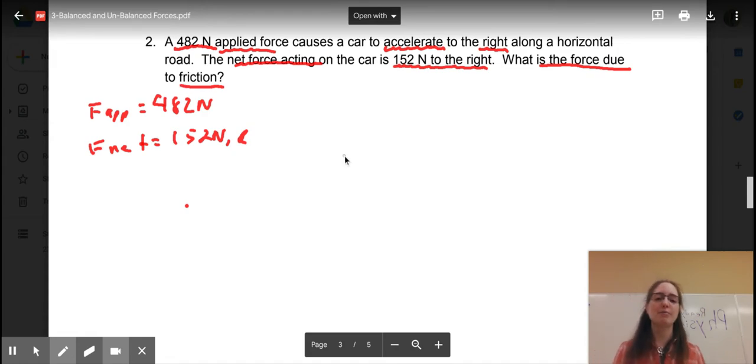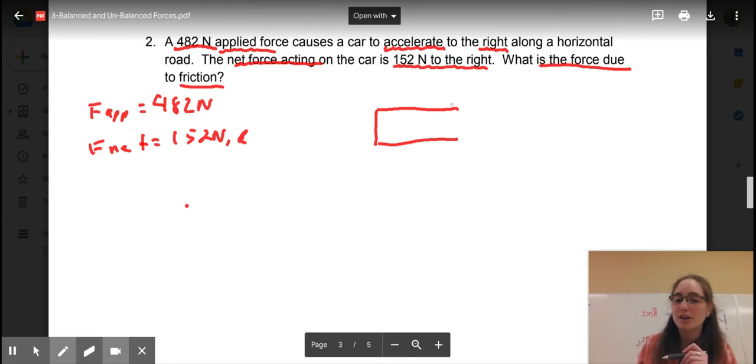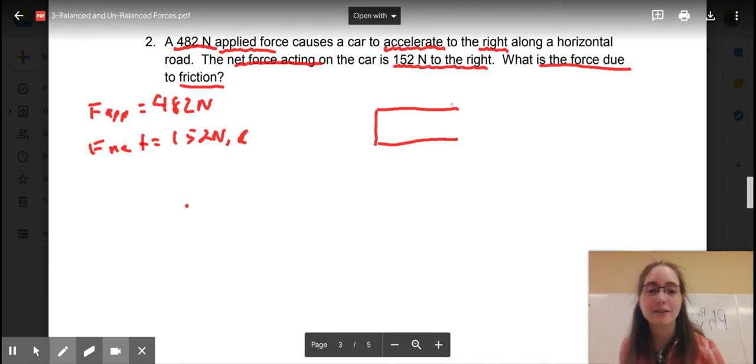So ladies and gentlemen, because we have the keyword accelerate, we have a numerical value for net force, our forces are unbalanced, we are going to draw our free body diagram. And yes, ladies and gentlemen, when you are thinking of this question, do I have to write my free body diagram on my assignment? Yes, you do. If you do not draw your free body diagram on your assignment for all of these Fnet questions, you lose a bunch of points. So draw your free body diagrams, ladies and gentlemen.